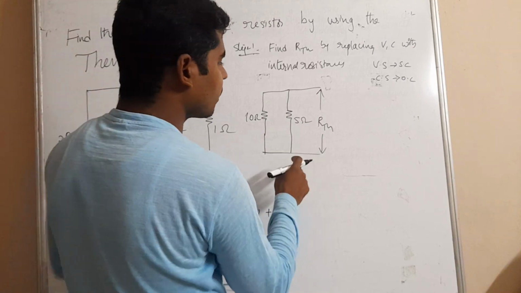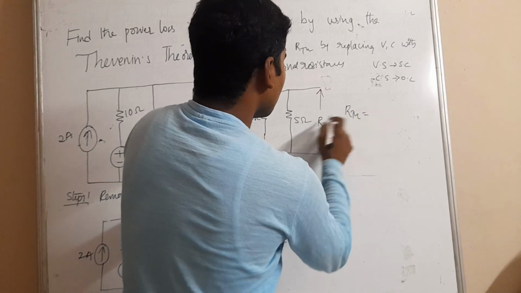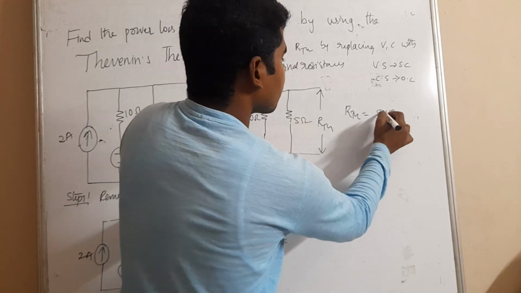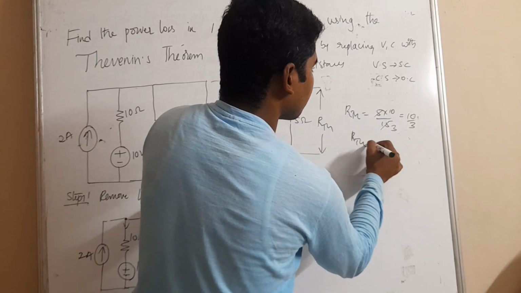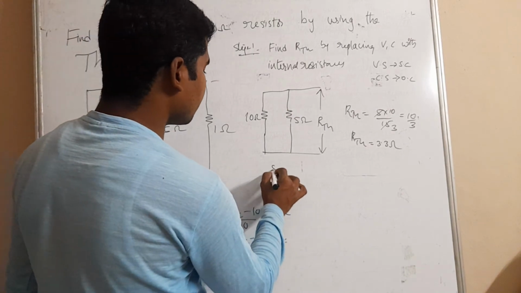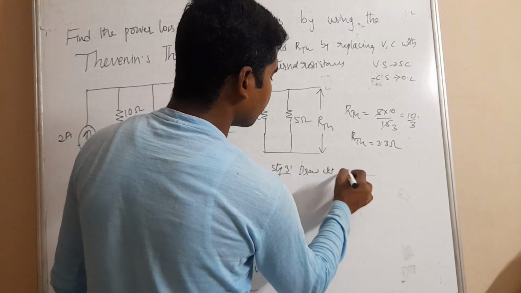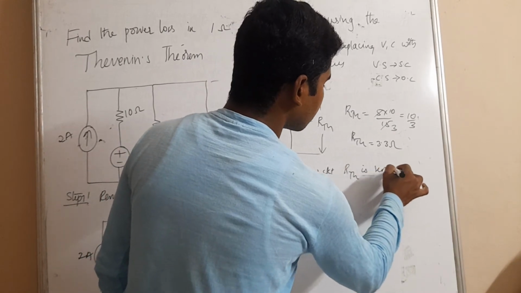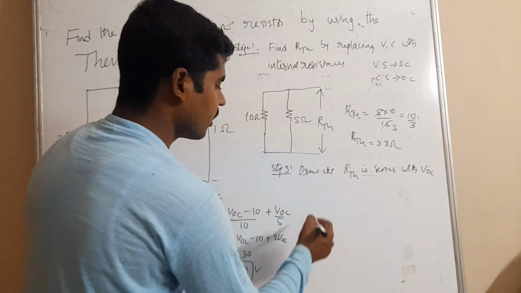Therefore these two resistors are connected in a parallel configuration. RTH is equal to 5 into 10 divided by 15, right? 10 plus 5 is equal to 15. So 5 ones are 5 and 5 threes are 15. Therefore RTH is 10 by 3, around 3.3 ohms. Now the third step is to draw the equivalent circuit, that is RTH in series with VOC or VTH.